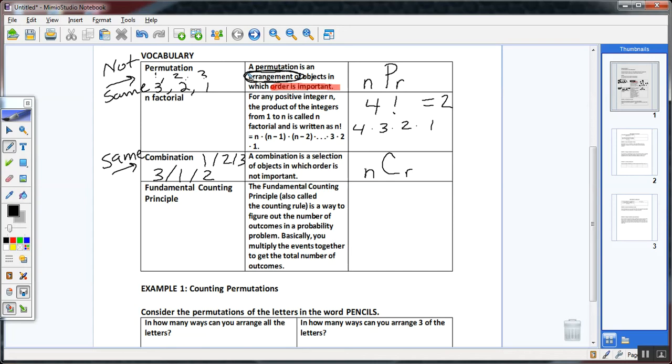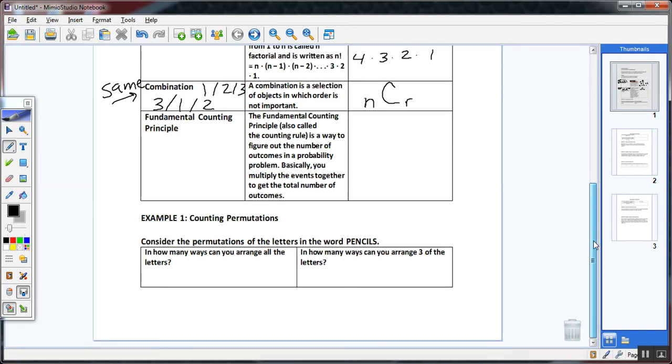Yes. Example 1, titled Counting Permutations. It says, consider the permutations of letters in the word what? Pencils. A P, an E, an N, a C, an I, an L, and an S. Okay, how many letters are in there? That's 7. Yeah, but then you have to take some letters out. Are all the letters the same? Is there any overlap? No. They're all different, aren't they?